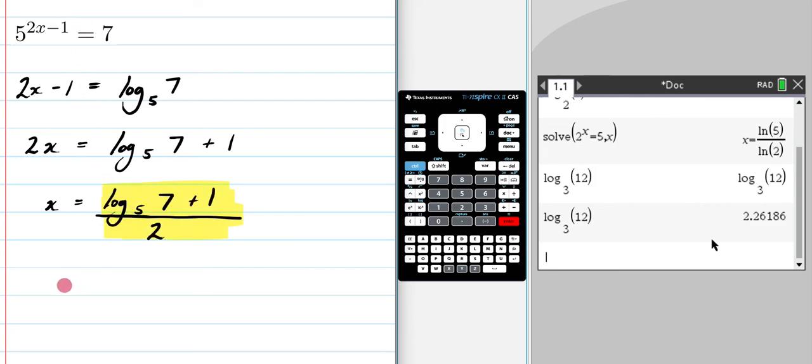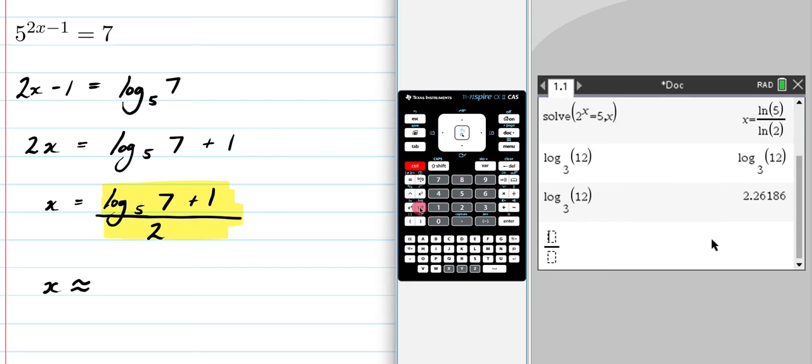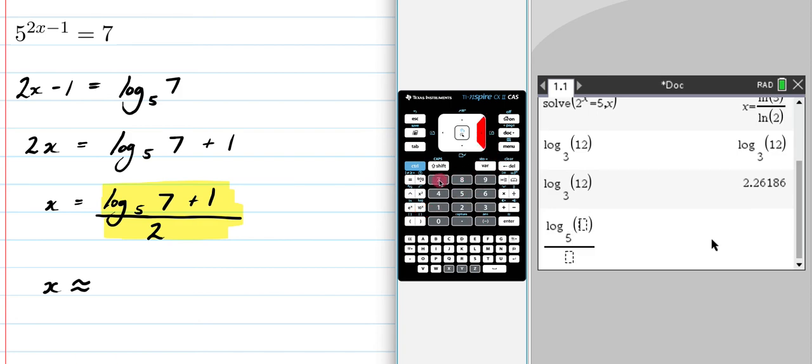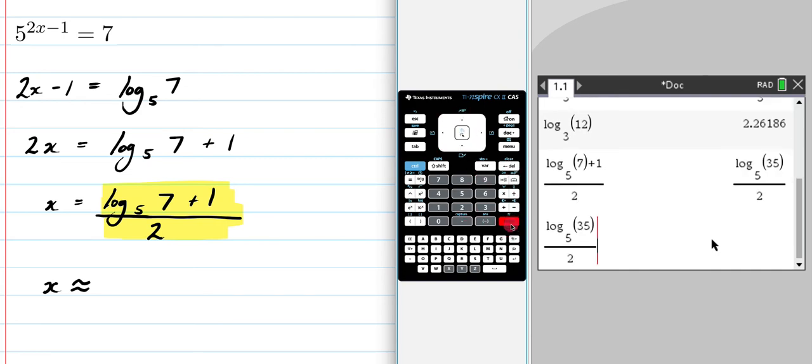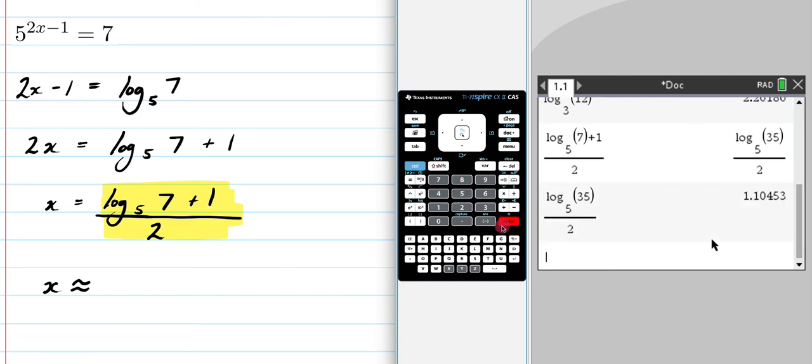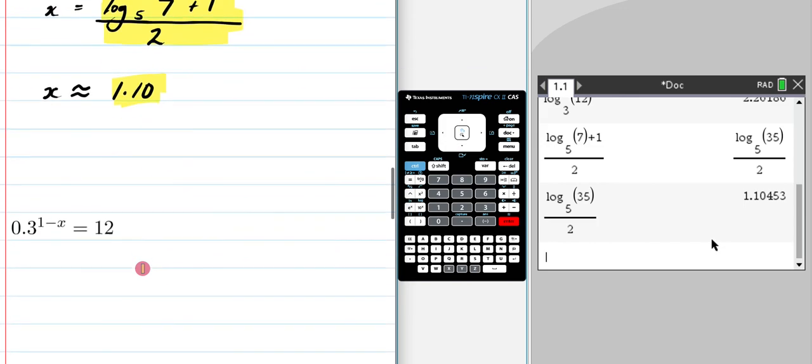If you wanted to find the approximate, what you're going to do is come to your CAS, go control, let me put the division sign first, control log 5, 7 plus 1 over 2. I didn't hit control, enter. 1.10. And there is your approximate value of it. Let's go on to the next one.